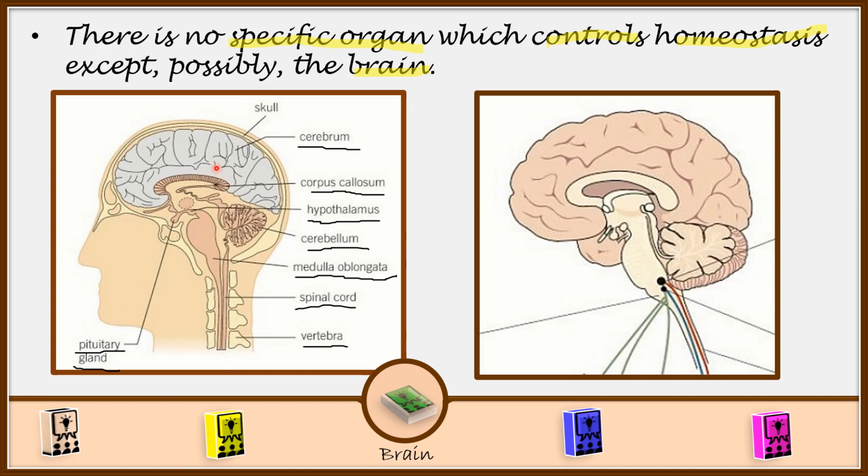So that is the parts of our brain. The most covered part is covered by the cerebrum. Then we have the corpus callosum. From the corpus callosum, we go down and we shall find the pituitary gland, and above the pituitary gland, we have the hypothalamus. When you go down, you will find the medulla oblongata, and it joins to the spinal cord. And behind here, we have the cerebellum. So it is the brain that is concerned with the control of homeostasis.